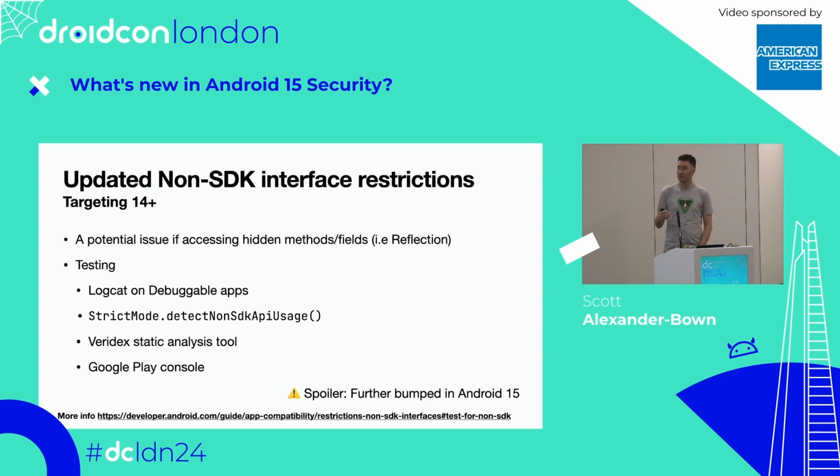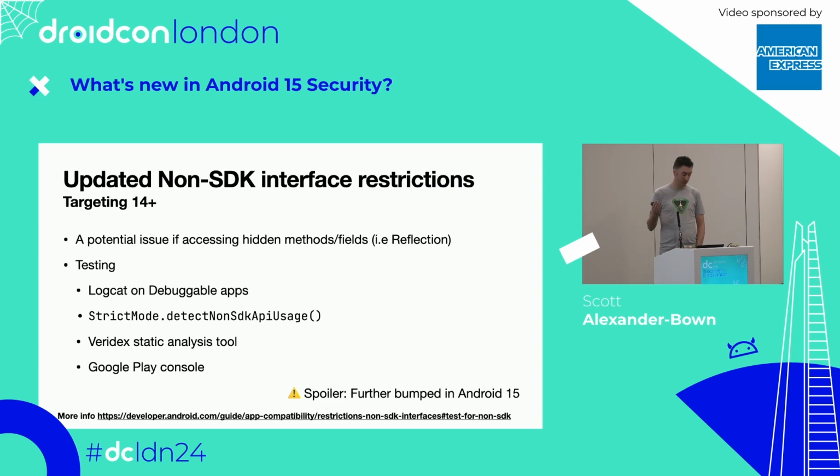I think most of us in the room know that if we're using reflection to access hidden stuff, it's quite risky. We know it's likely to break. But what it should bring home to you is that you don't necessarily know every line of code in your app. Third-party libraries might be making use of some non-SDK code, some hidden method. And so that's where testing for this can be super useful.